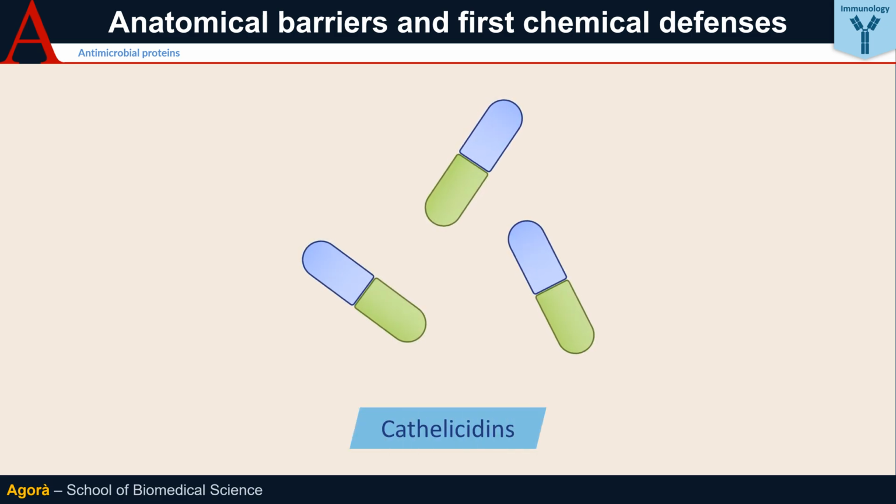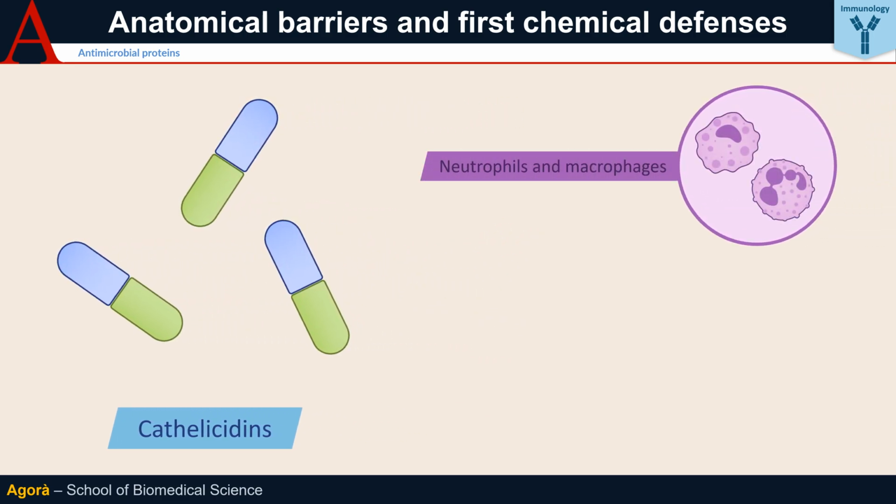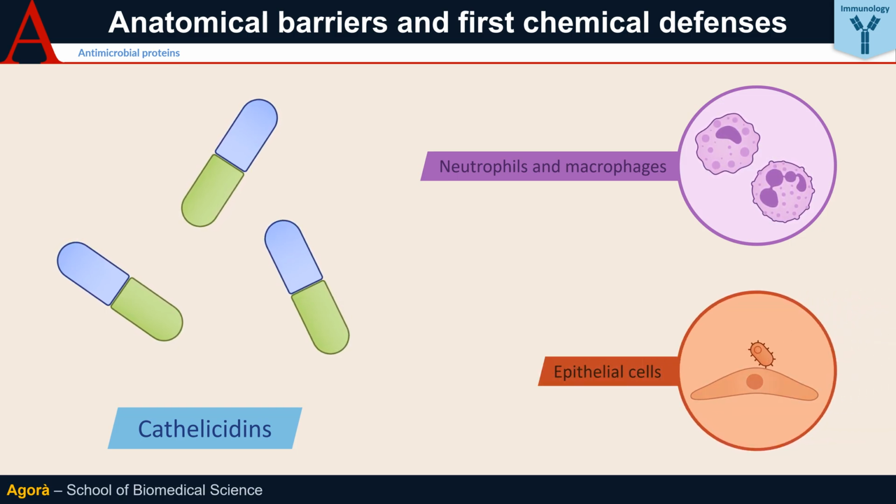These peptides differ from defensins due to the absence of disulfide bonds. Humans possess only one gene of cathelicidins, which is constitutively expressed by neutrophils and macrophages, or induced in response to infections in epithelial cells of the lungs, intestines, and by keratinocytes, which store them in lamellar bodies.